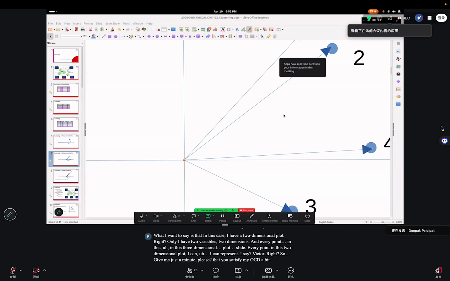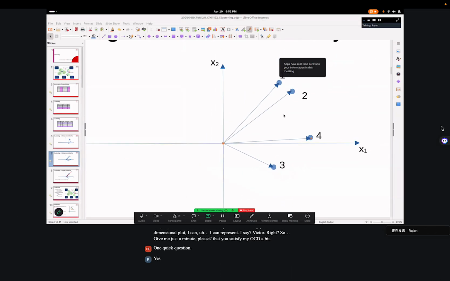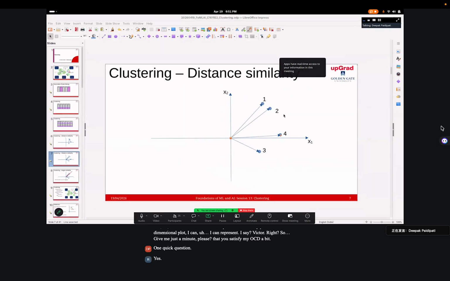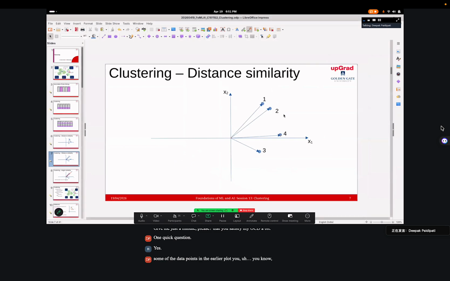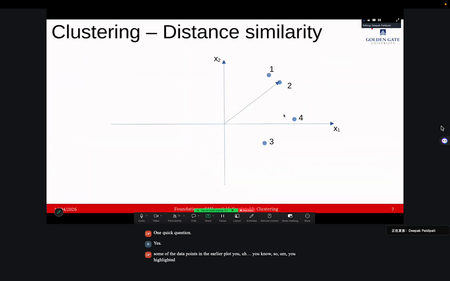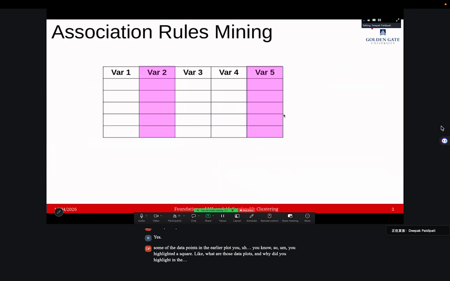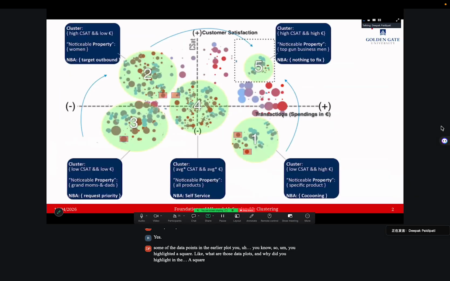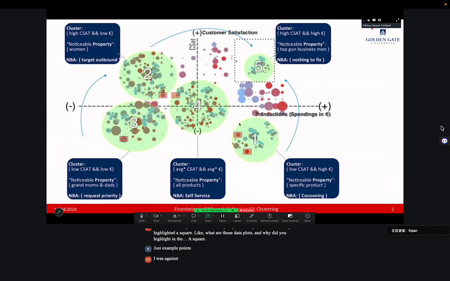Sir, one quick question. Some of the data points in the earlier plot, you highlighted with a square. What are those data points, and why did you highlight them? They're just example points, random. Why are these two points in cluster 1? Why not this point in cluster 4?